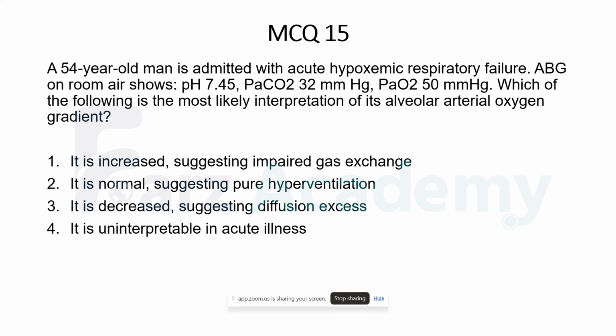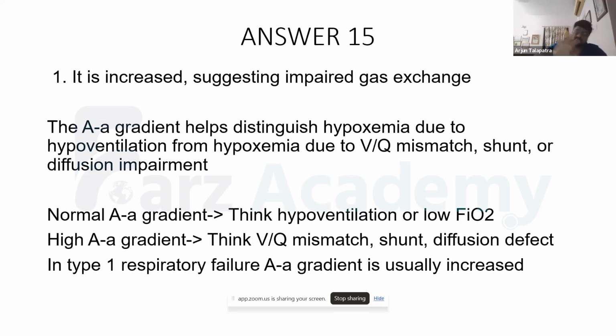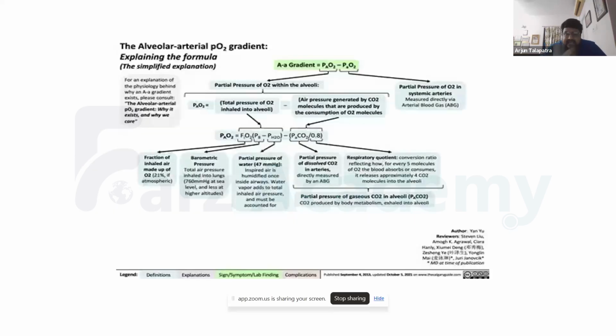Okay, can anyone tell me how you calculate the A gradient? Just roughly. Okay. So in this case, obviously A gradient is increased, right? So how does the A gradient help? It helps in distinguishing different causes of hypoxemia, right? So what is the A gradient? Basically, you look at the alveolar minus the arterial oxygen concentration. So your arterial oxygen concentration would be derived from the blood gas. So in this case, it was 50.